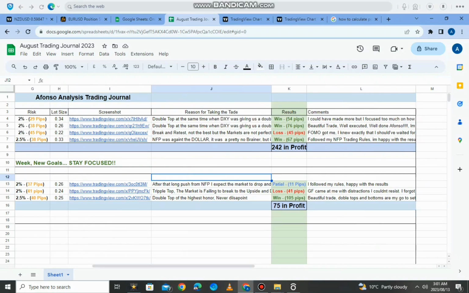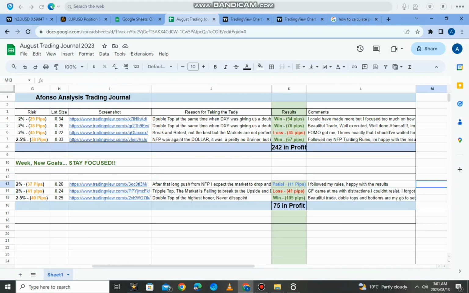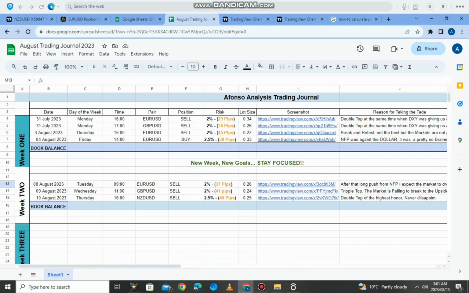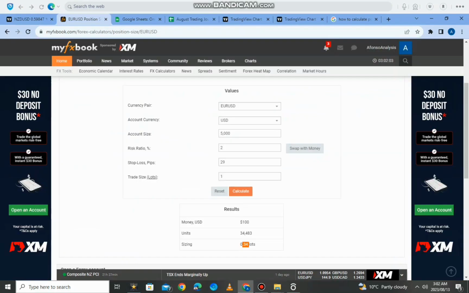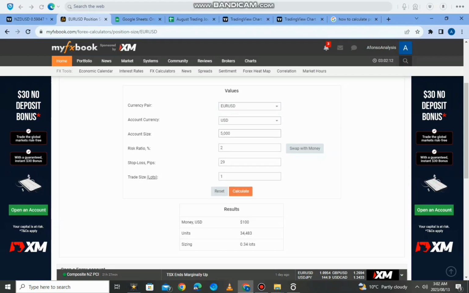Now, as you can see, I include comments on each and every trade that I take, and this 41 pips here, this is a funny thing. It says girlfriend came at me with distractions I couldn't resist. I forgot to take some profits off the markets, and so I paid for it, right? But my point here is keeping a trading journal, guys, is really important, because at a glance you can just see your performance here. But I hope this video was helpful for you guys in terms of calculating risk, because if you are still using the same lot size on each and every trade, regardless of what pair you are trading, regardless of what account balance you have, then you're gonna find it really hard to make money in these markets. In fact, you're gonna find it really impossible.